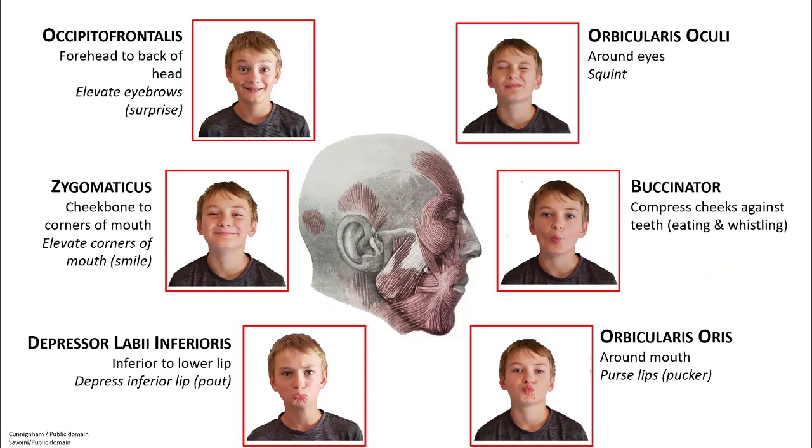Here we can see the facial expression that each of these muscles make. Occipital frontalis for our surprised look, zygomaticus for our smile, depressor labii inferioris for depressing our lower lip like in a pouty face, orbicularis oculi as if we're going to squint or wink at somebody. Buccinator, compressing our cheeks against our teeth while we're eating or even whistling. And then finally a pucker with orbicularis oris.